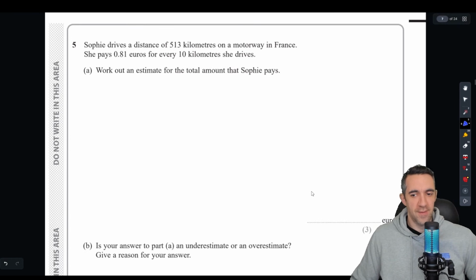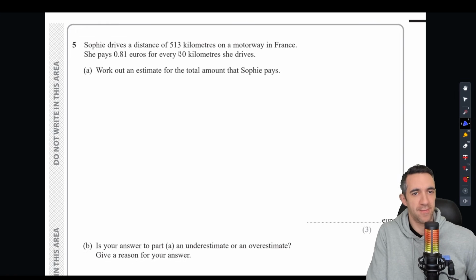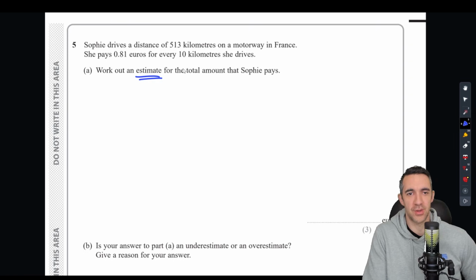Okay, question 5. Ooh, I can get a couple here. So 3 marks. Sophie drives a distance of 513 kilometers on a motorway in France, pays 0.81 euros for every 10 kilometers she drives. Oh, it's an estimate one. Remember, this is non-calculator, so we're not doing anything exact.